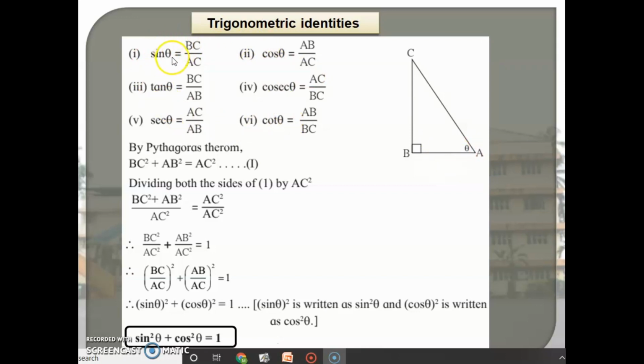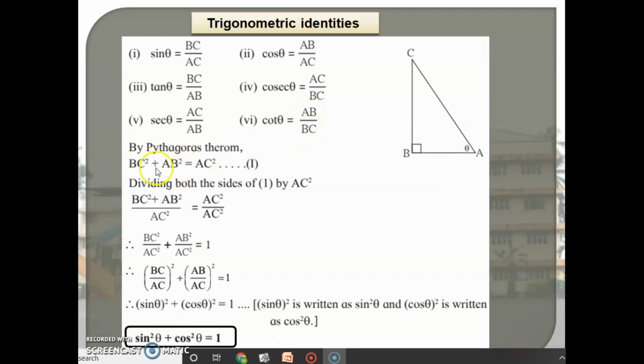First is sin theta equals BC upon AC, cos theta equals AB upon AC, tan theta equals BC upon AB, cosec theta equals AC upon BC, sec theta equals AC upon AB, and cot theta equals AB upon BC.